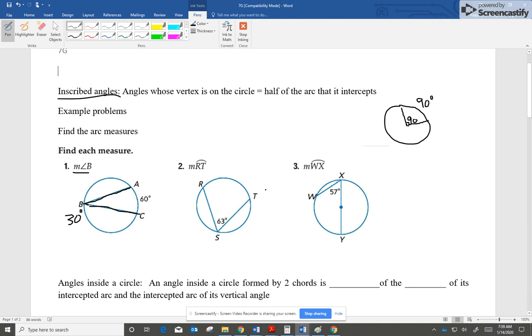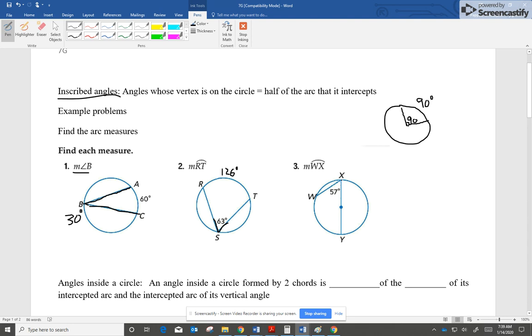Again, the rule is the angle is half of the arc that it intercepts. So here, the angle is 63 degrees. If the angle is half of the arc, we know that the arc is going to be double the angle, okay? So here we'd multiply 63 times 2 to get the arc, 126 degrees.